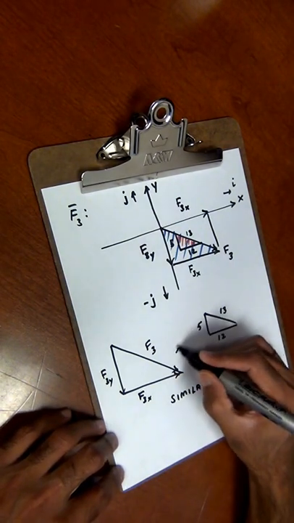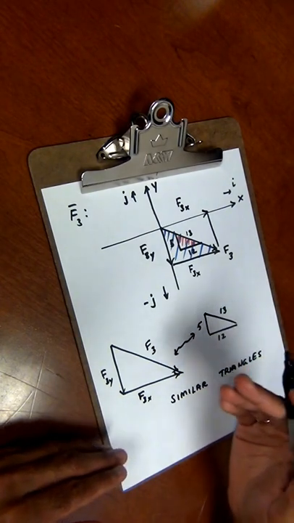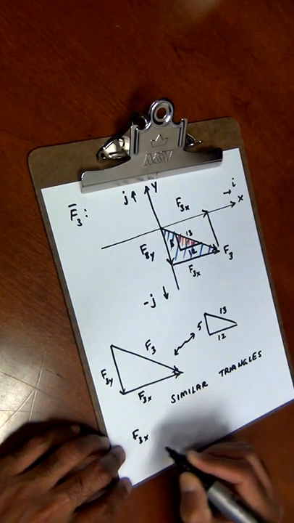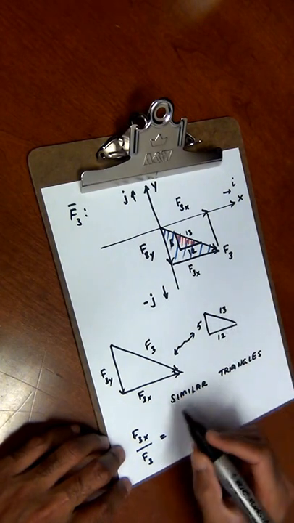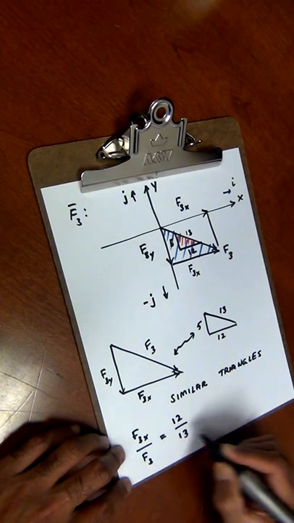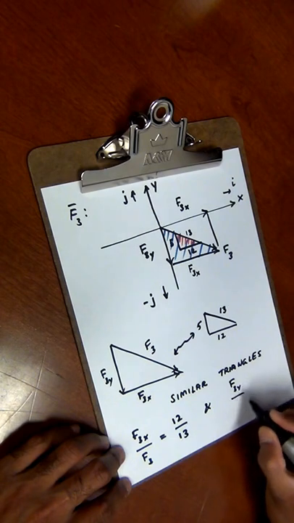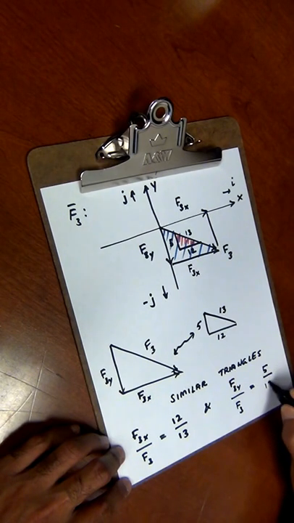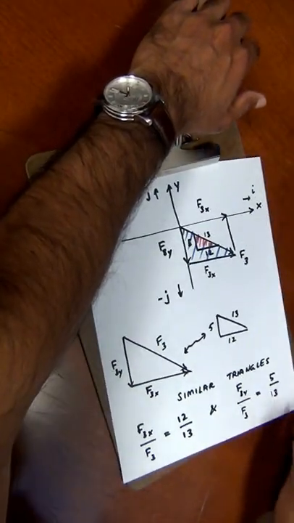And since these two are similar triangles, we need to say that the ratio of the sides are going to be the same comparing one triangle to the other. So I can say that F3x divided by F3 has to be the same as the corresponding side here, which is 12 divided by 13. And we can also say that F3y by F3 has to be the same as the side corresponding to that, which is 5 by the hypotenuse of the smaller one. Okay, so this is the idea of similar triangles that we are employing here.